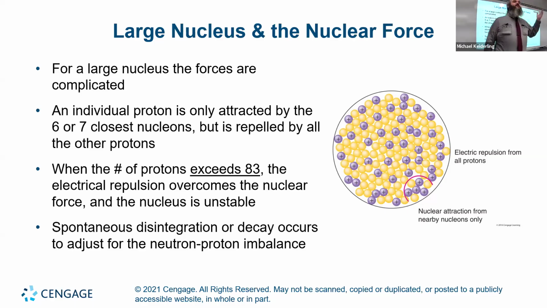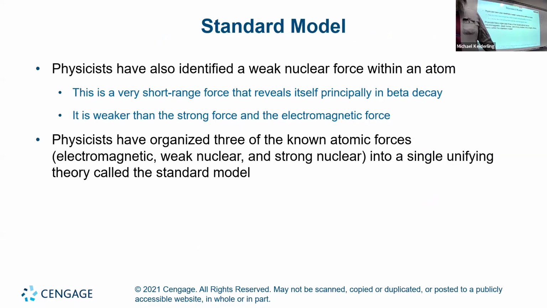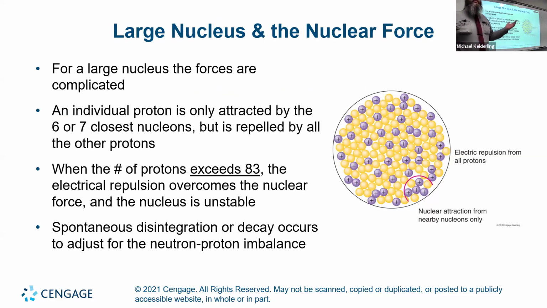And you'll see that to get closer to stable, you need a lot more neutrons than protons, which is why the mass of large things like uranium is more than just twice the number of protons. It's quite a bit more than that.